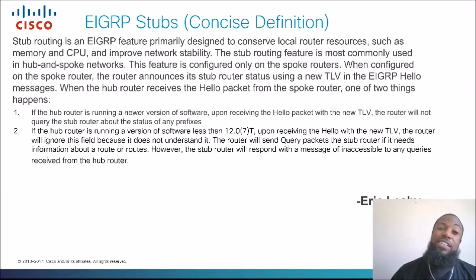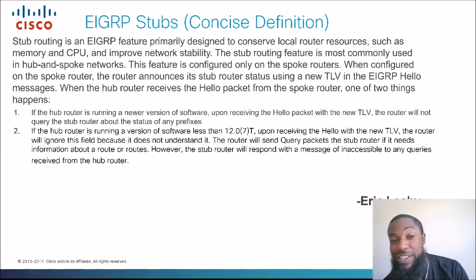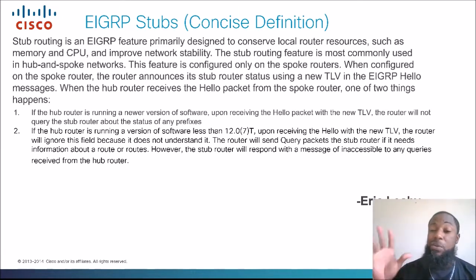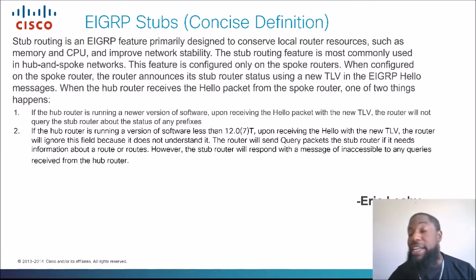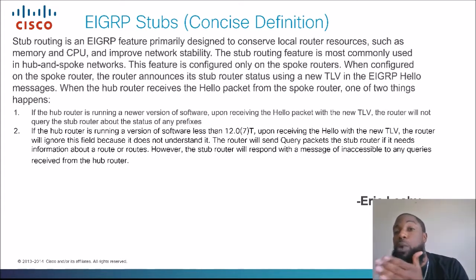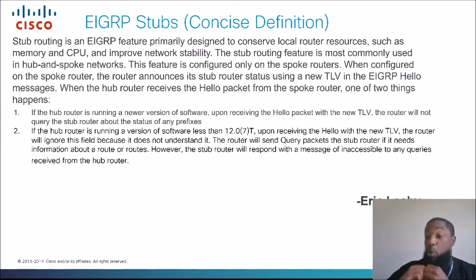Here's a simpler, more concise definition from Eric Leahy. I forgot who he was. I think he had a website where he was chronicling his journey to becoming a CCIE. This is his definition of an EIGRP stub. Stub routing is an EIGRP feature primarily designed to conserve our local router resources, right? Because we're querying other routers to find out how to get to another network, right? I'm not going to read this one to y'all. This was a little bit more concise.